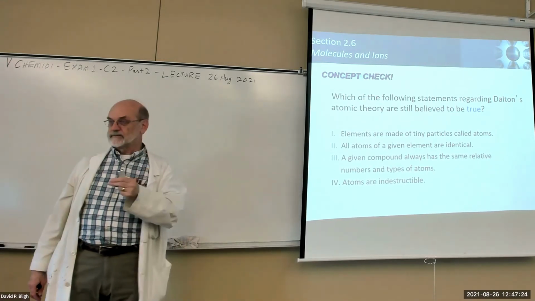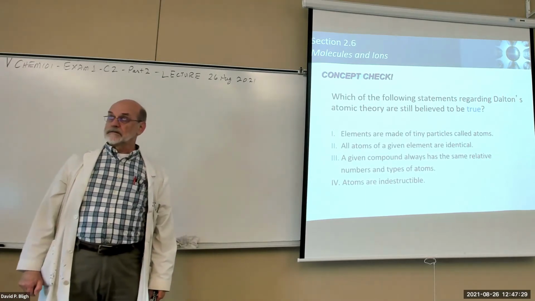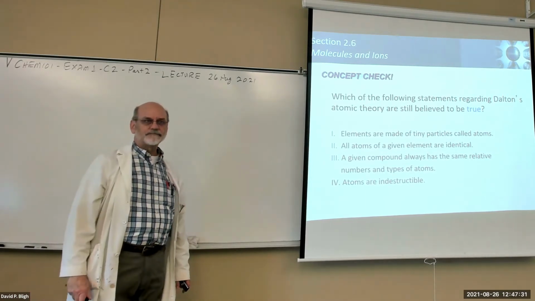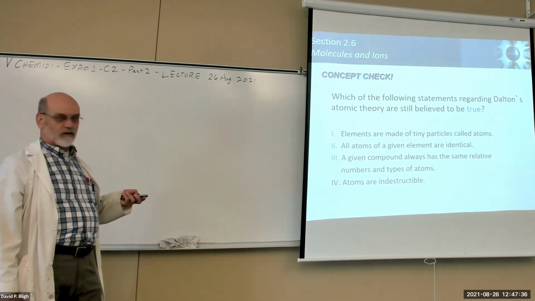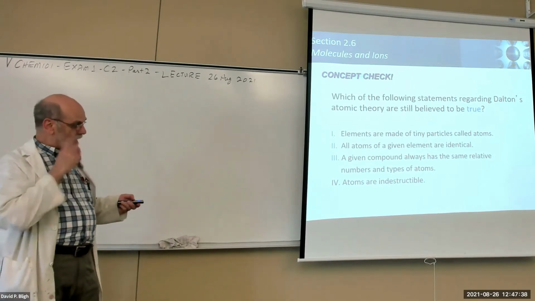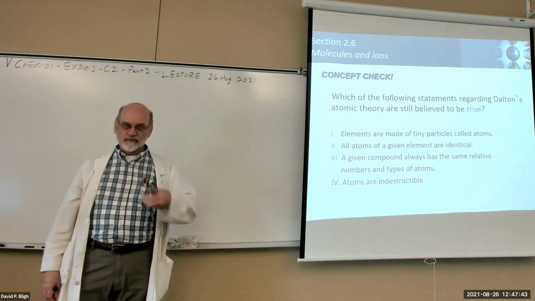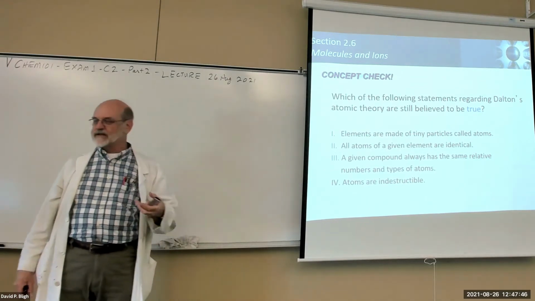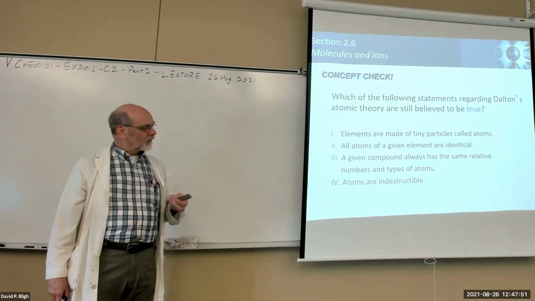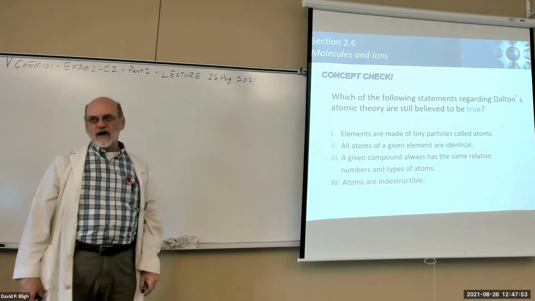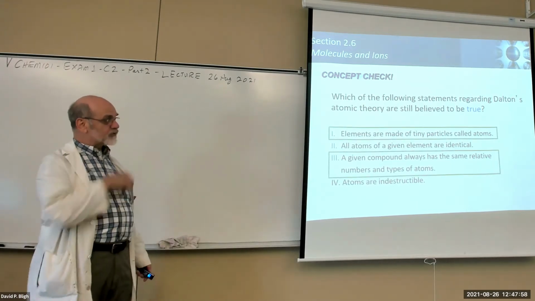A given compound always has the same relative numbers and types of atoms. Yep, that's true. That satisfies, let's see, which one was it? The law of definite proportions. You always have the same number and type of elements in a compound, no matter what the origin. Atoms are indestructible. I think we know now that with the discovery of radioactivity, fission in particular, atoms are not indestructible. So those two are still true.